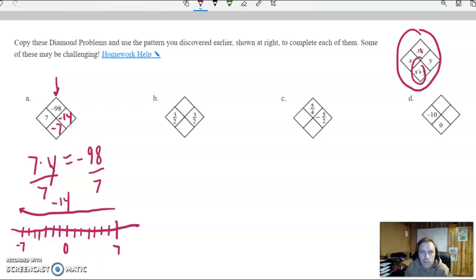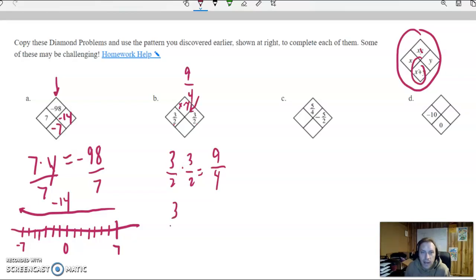Alright, here we go. So now I know x and y in b, so this is just x times y. So 3 over 2 times 3 over 2. We multiply numerators and get 9. We multiply denominators and get 4. So this value up here should be 9/4.